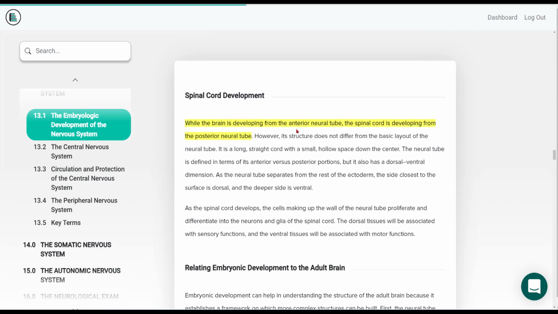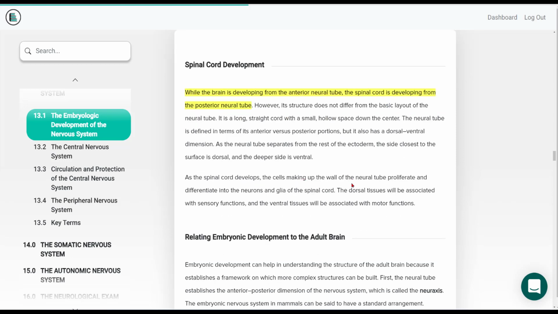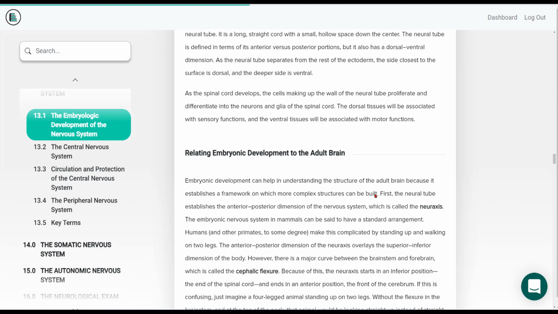And then finally, the spinal cord. Remember that the anterior portion of the neurotube is forming the brain. The posterior portion of that early tube is forming the spinal cord. It's not as fancy. It doesn't have all these different areas as much, but just know that it's more on the dorsal side of the body, of course.